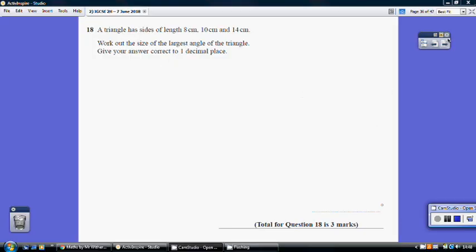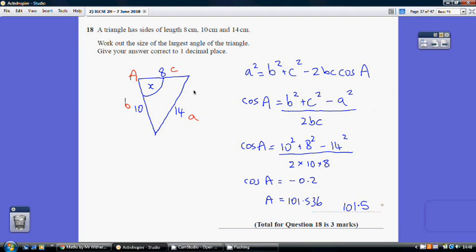Question 18. So I've just done a quick sketch to help me gather my thoughts on which is going to be the biggest angle, and when you think about it, it's going to be the angle that's opposite the biggest, the longest side, so it's going to be this angle here between the 8 and the 10. So when you're trying to work out an angle and you've got all three sides, you use the rearranged cosine rule. So the cosine rule says a squared equals b squared plus c squared minus 2bc cos A, where lowercase a, b and c are the three sides and uppercase A is your angle.